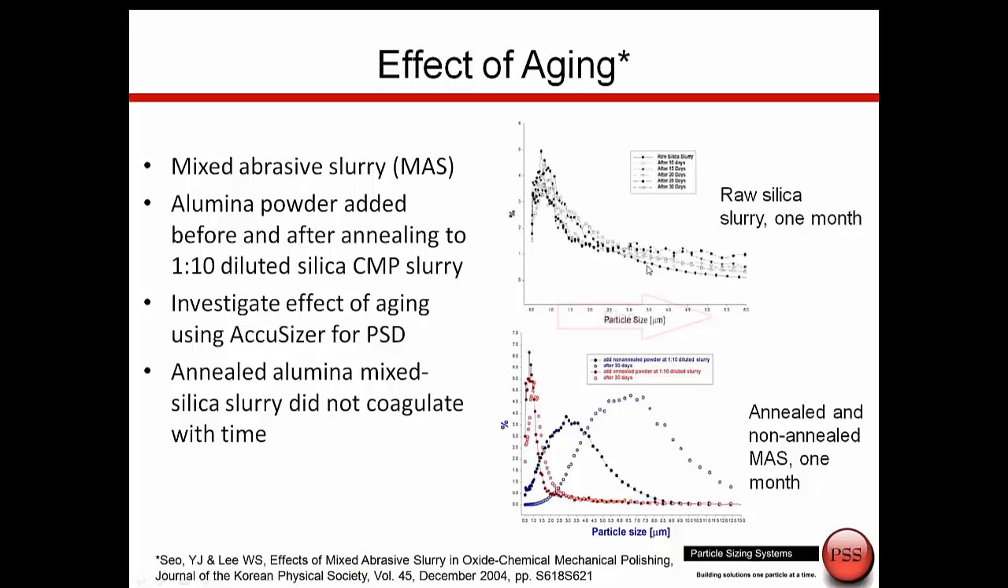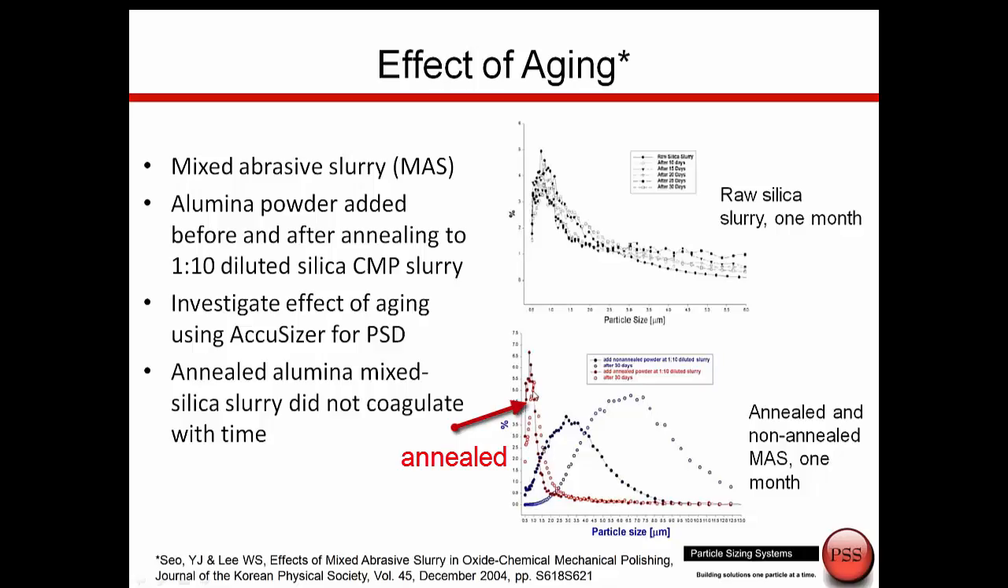They took measurements in the lab, and they saw some increase in the silica slurry as a function of time, and it was getting worse with time. I think we see the mean size going from something like 1.3 up to 1.72. Now here on the bottom side, what they did is they mixed in the alumina and made this a mixed abrasive slurry, and the alumina was either annealed or not annealed.